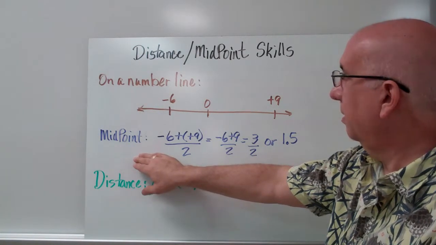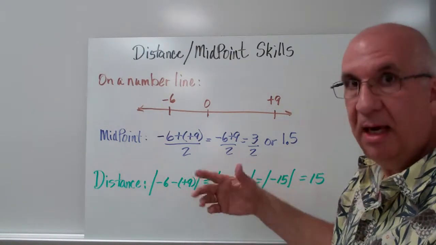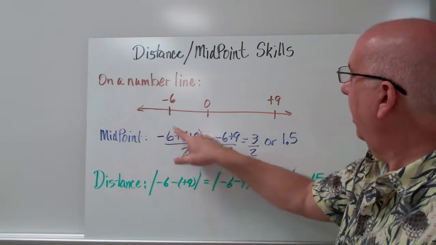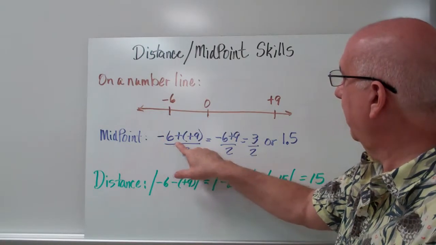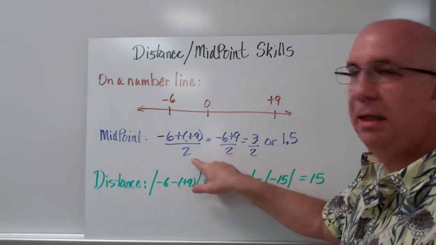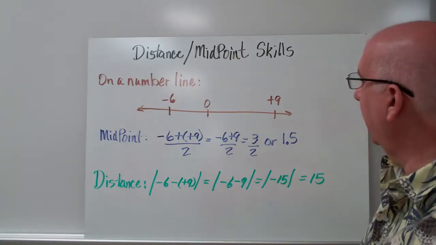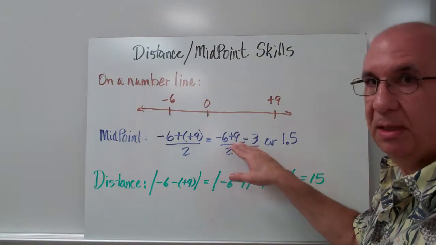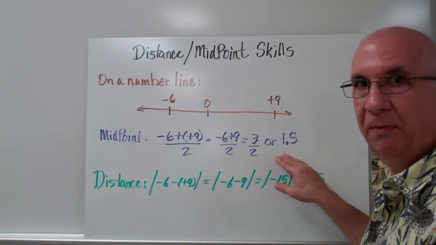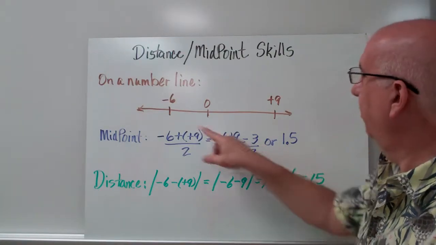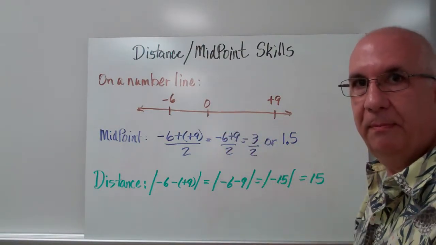To find that, the midpoint means halfway between the two. That's the average. So I'm going to average these 2 points together. I'm going to add -6 plus +9, then divide by 2. I clean up the double signs, and I get -6 plus 9 over 2, which is equal to 3 over 2, or 1.5. Therefore, the midpoint of this segment is approximately right here at 1.5.